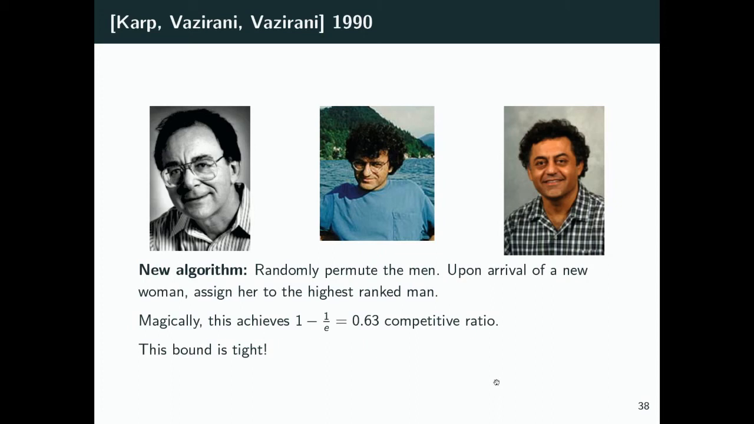So this sounds almost the same, but what's happening here is that these random decisions are getting correlated between the different women. And what they can show magically is that this gets you up to a 63% competitive ratio. They can guarantee you always get at least 63% of the optimal. And also this bound is tight. There's no randomized algorithm that can get better than 63%. Okay, so this is a really amazing result.